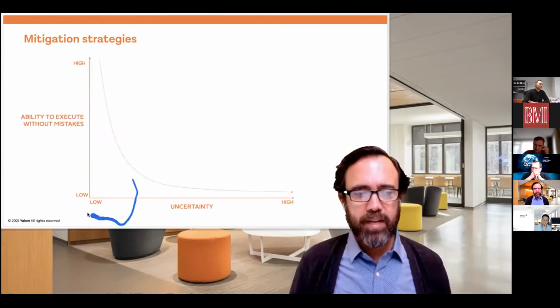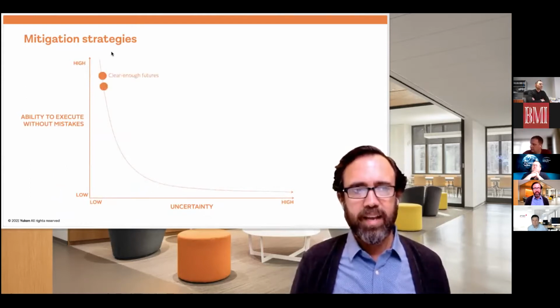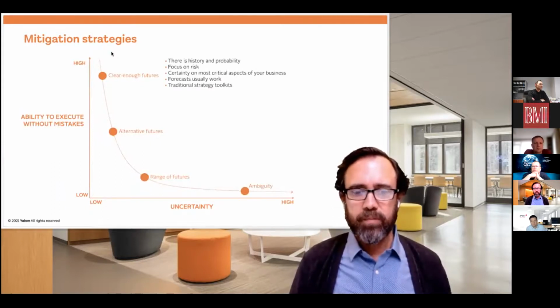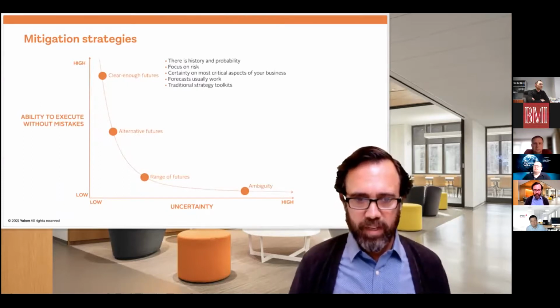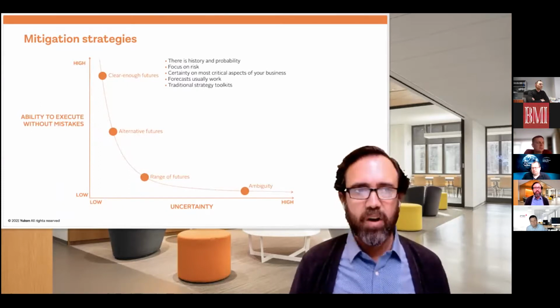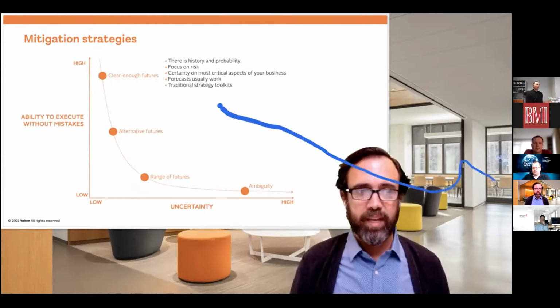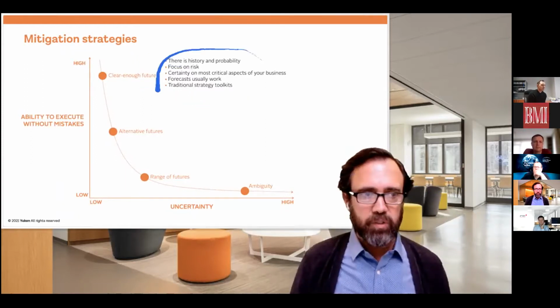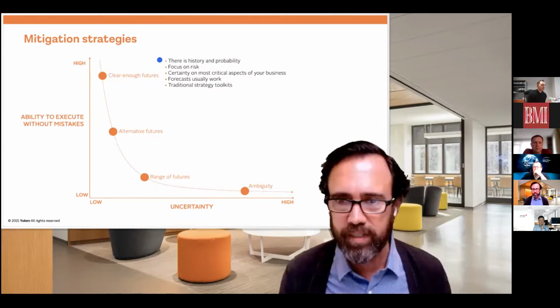Now, as uncertainty increases, the ability to execute without mistakes decreases. And going into the readings, as we move along, these four types or states help us understand that there are different types of things that can be done in order to solve. Here in risk, there is a lot of history and probability, and it allows us to use some very well-known techniques to identify and see how things are going.